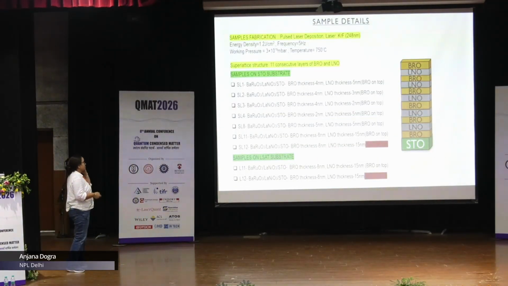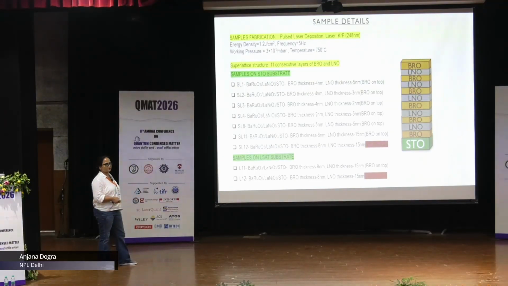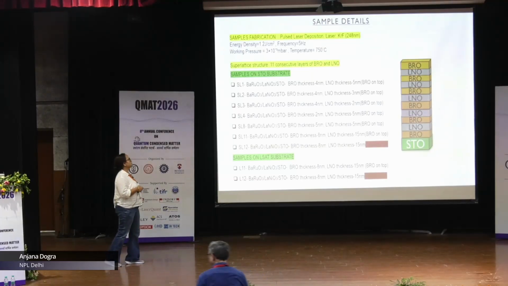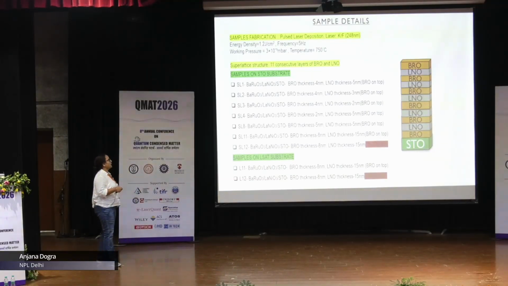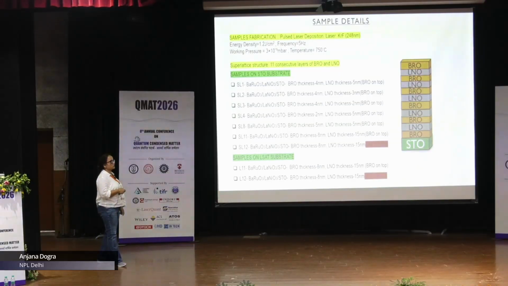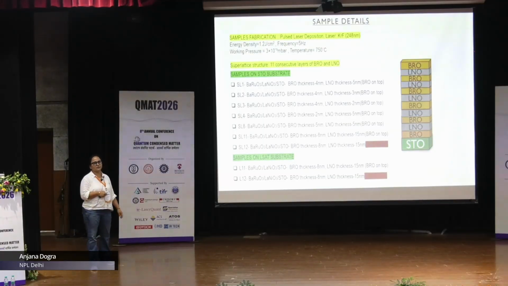So these are the sample details: this is the kind of superlattice we will be making. STO is our substrate, then BRO, LNO, and on top is our BRO layer. As I mentioned, we are growing our films with pulsed laser deposition, where the energy density of our laser is 1.2 joule per centimeter square, at a frequency of 5 hertz, the pressure maintained during deposition was 10^-3 millibar, and the temperature was fixed at 750 degrees Celsius.